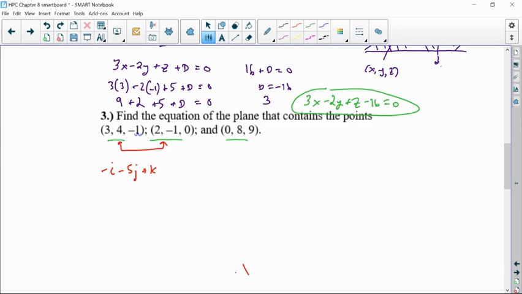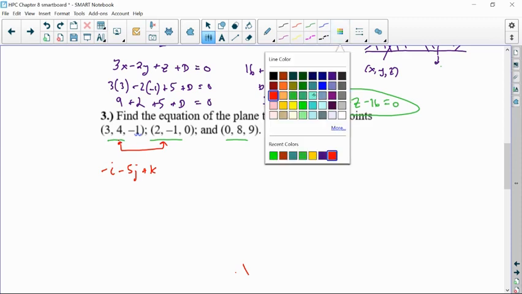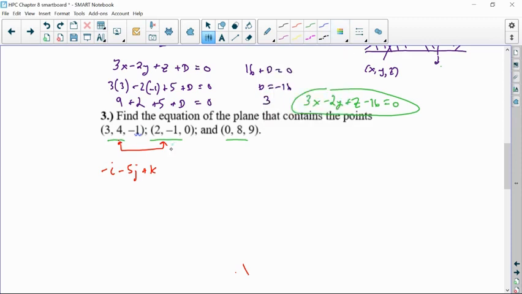Now, it doesn't matter what the next vector is. You could go from this one to this, or from this one to this, or from this one back to here. It does not matter. But I'll just pick, let's say, this color, and go from this point to this point. So 2 down to 0 is -2 in the i direction. -1 up to 8 is +9 in the j direction. And then 0 up to 9 is also +9 in the k direction.